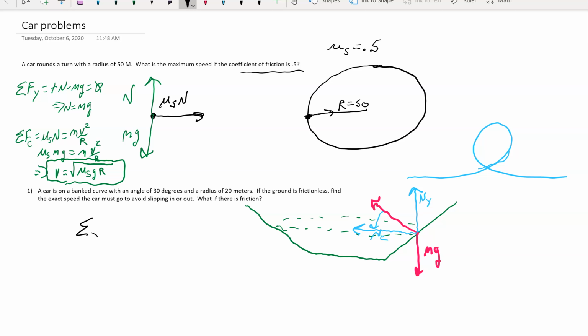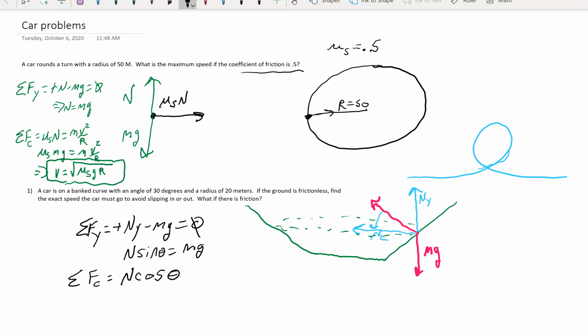We've got sum of the forces in the up-down direction. That's equal to plus ny minus mg, and that equals 0 because it's not moving up or down, right? So this implies that ny, which is n sine of theta, equals mg, so that's good. Meanwhile, in the centripetal direction, we have n cosine of theta, and that's it. I don't have any other arrows. So that must be equal to mv squared over r.